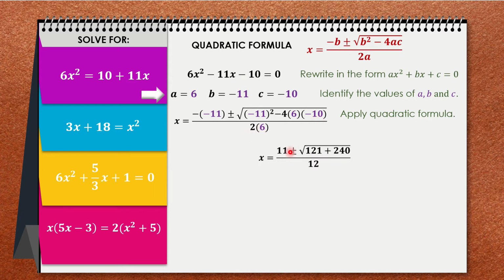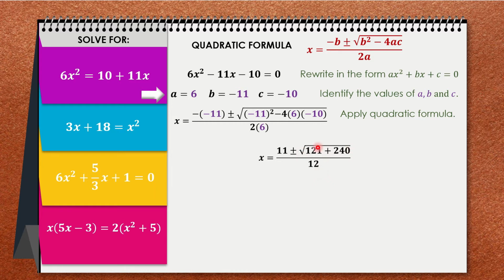Simplifying this, we have positive 11. Why? Because negative times negative 11 is equal to positive 11. Then plus or minus the square root of the square of negative 11, which is equal to 121, and negative 4 times 6, which is negative 24, times negative 10 is equal to positive 240, over 2 times 6, which is equal to 12.